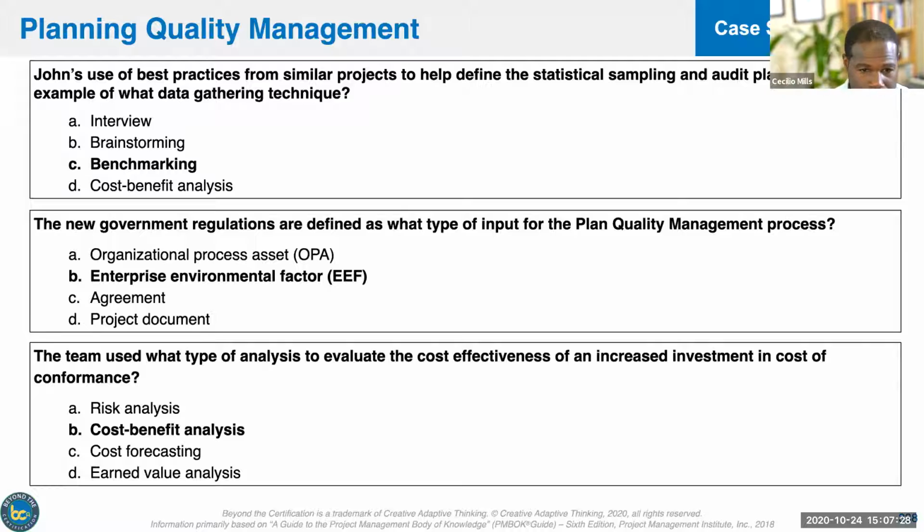Yep. Good. Looking at the first one, he used best practices. That's when you know, okay, we're setting a benchmark, we're setting a goal. We want to achieve this. Government regulations always EEFs, and cost benefit analysis. What are the costs to the benefits?